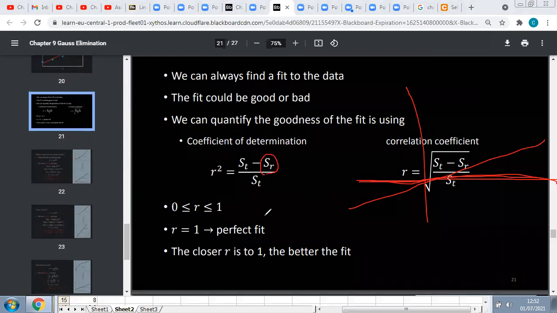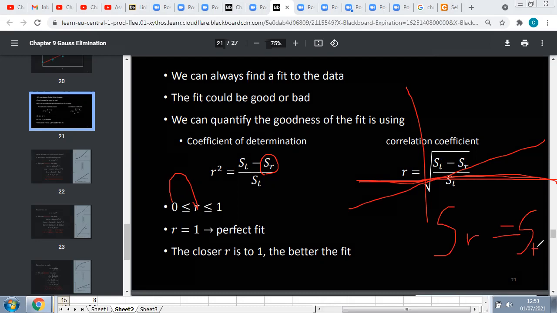When R equals 0, it means Sr is equal to St, meaning you could not find an equation with a certain slope that reduces the error. You are back to the same as doing the normal standard deviation. So this means that my linear fit was not successful.